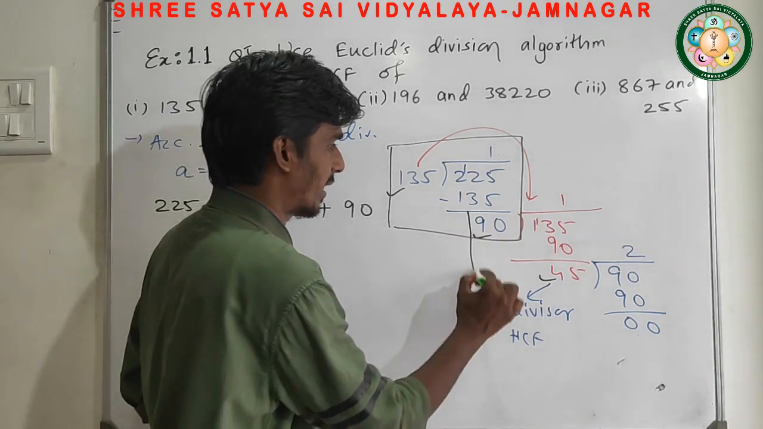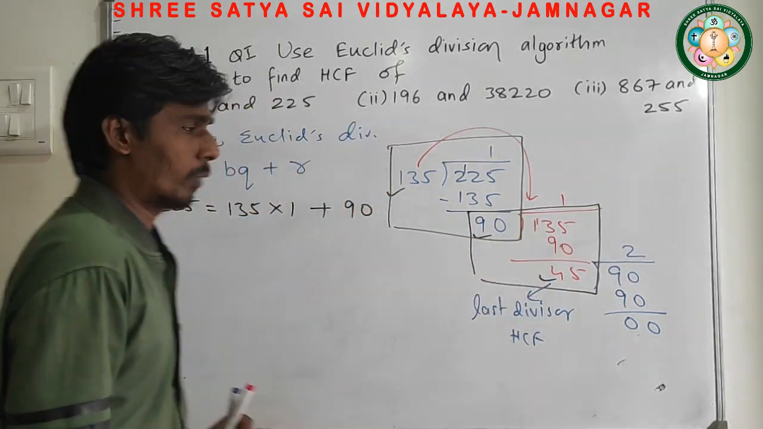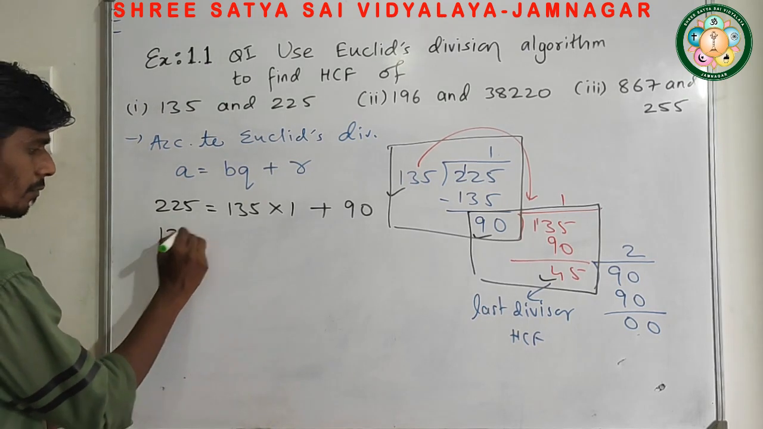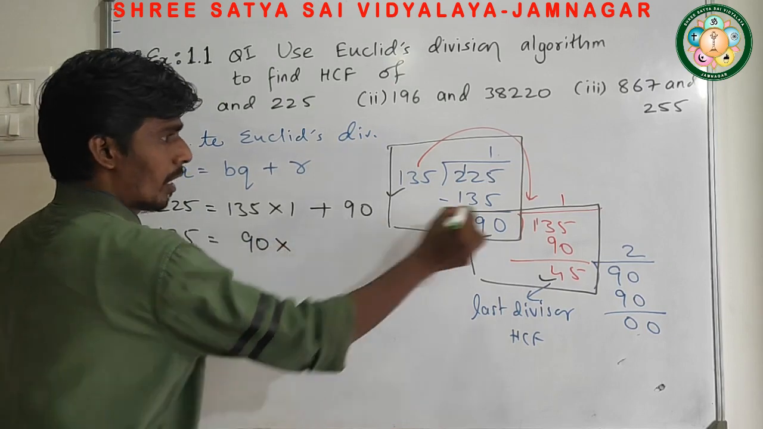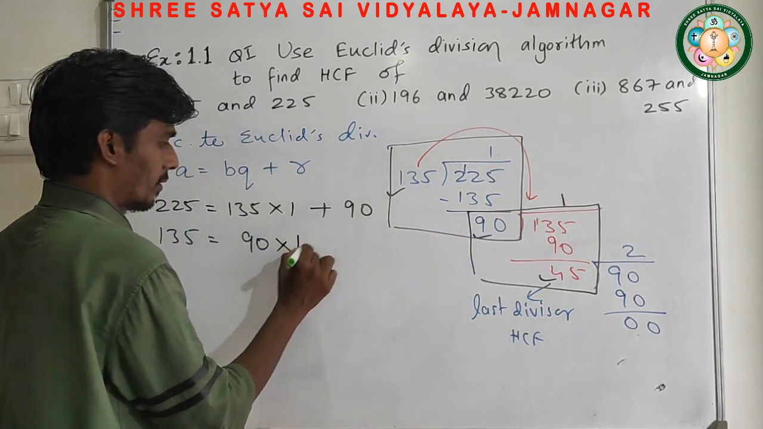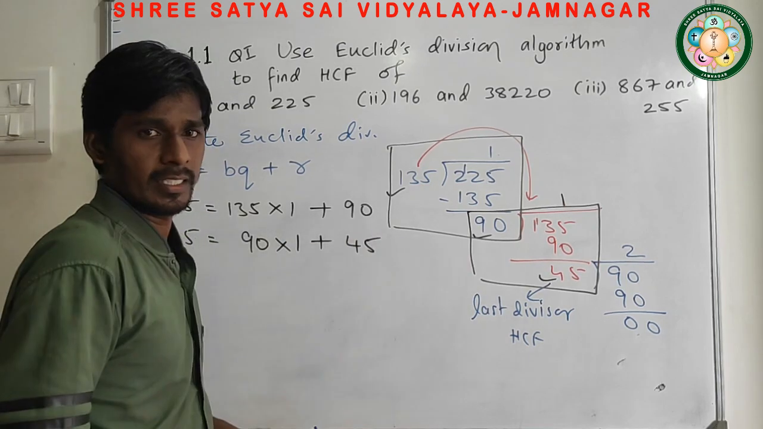Now I have to write for the second step. This one. Now what is the dividend? 135. What is the divisor? 90. How many times? Once. What is the remainder? 45. So this is the second step.